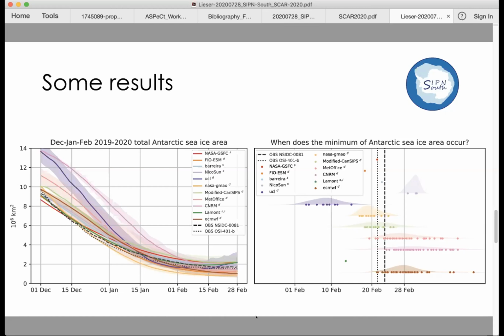On the right-hand side, the timing of the minimum is shown in the dots, and again, the vertical black lines show the observational data sets, and depending on which data set you look at, they have a slight shift in the timing of the minimum. Again, it is obvious that there's not a great deal of accuracy, except for the NASA GFC, which hit the mark spot on, and the ECMWF had one ensemble as well, or two ensembles. On the next slide, some more results.